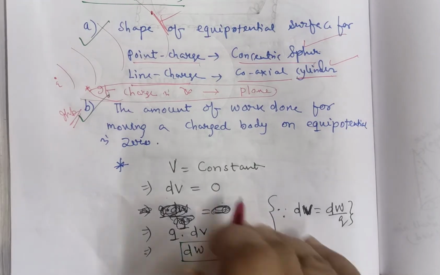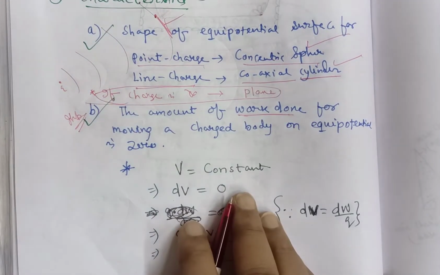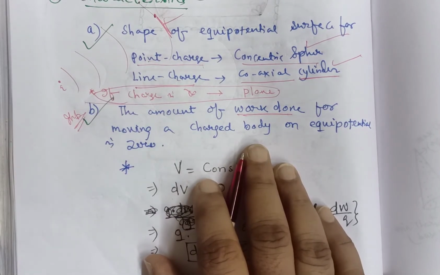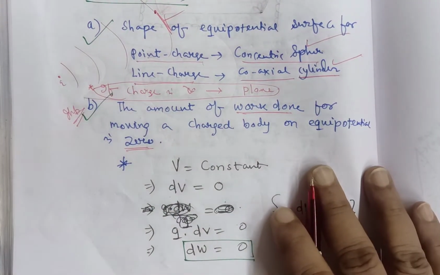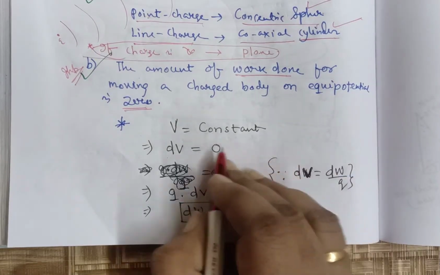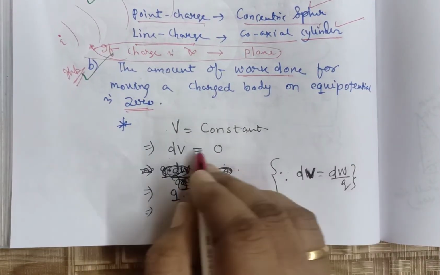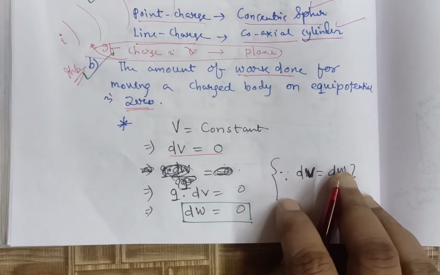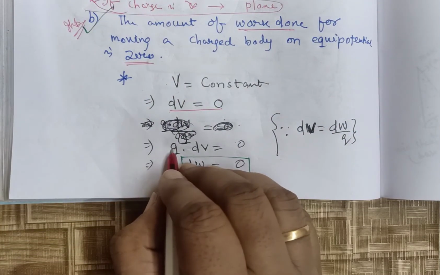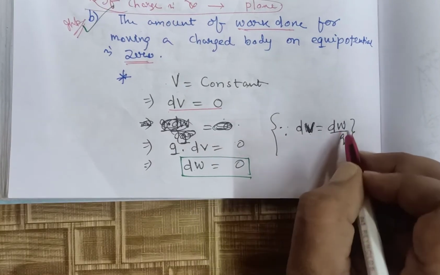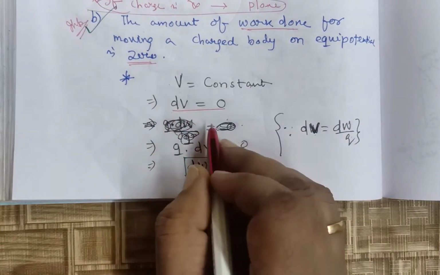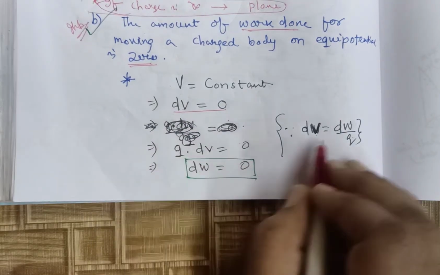What statement is given here? The amount of work done for moving a charged body on the equipotential surface: if you move a charged body on the equipotential surface, there will be no work done. Work done is 0. Why is work done 0? We will go for analysis. For an equipotential surface, mathematically we can write V is equal to constant. If you take the differentiation, dV is equal to 0. If you multiply by the charge Q which moves on the equipotential surface, you will get the amount of work. Q dV will be the amount of work, because the potential formula is V equal to W by Q. So if you multiply Q dV, it will be dW.